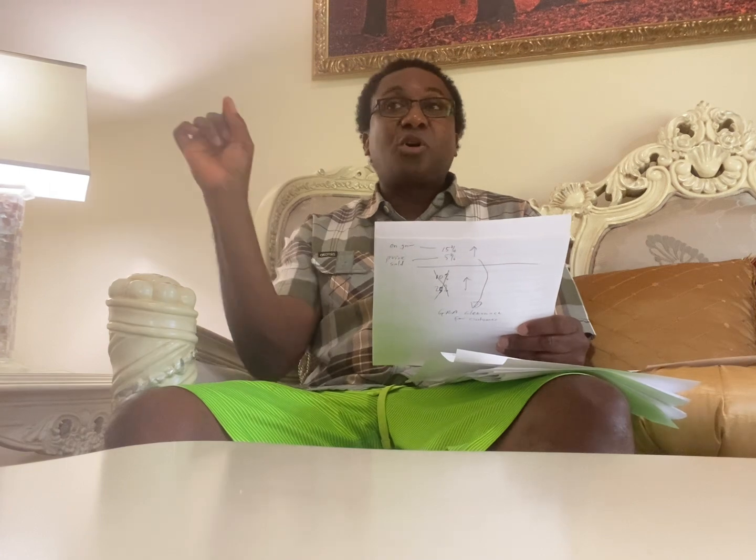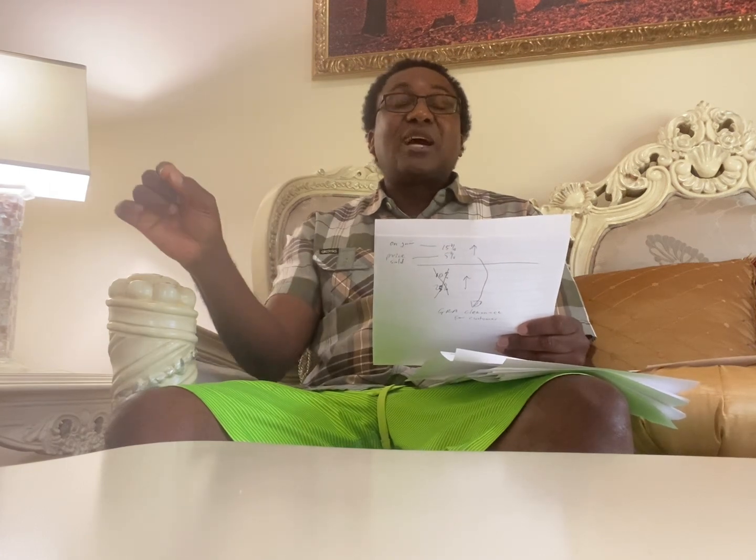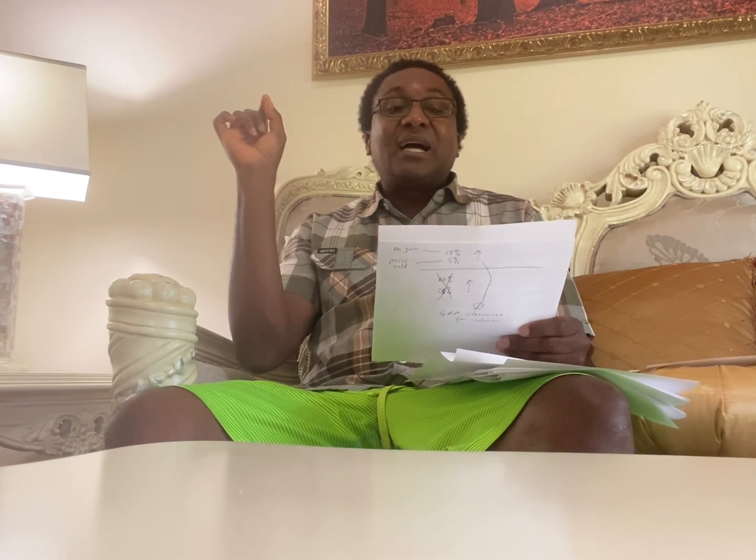I say 15% of 15,000 is $3,000, and 5% of 50,000 is 2,500. The greater one is 3,000. So your capital gains tax that you're supposed to pay is 3,000.